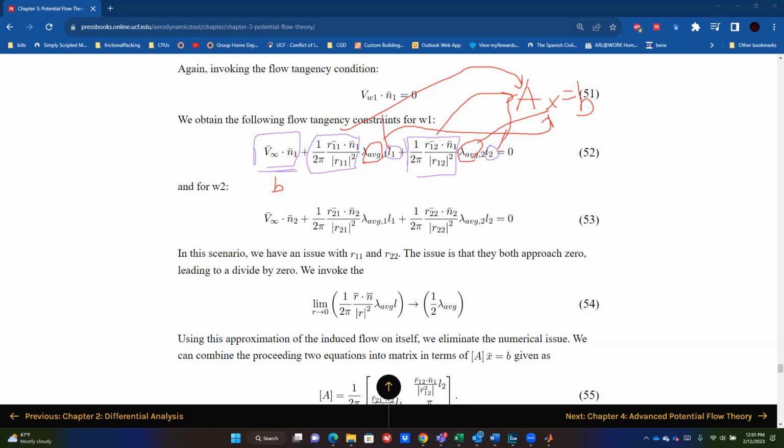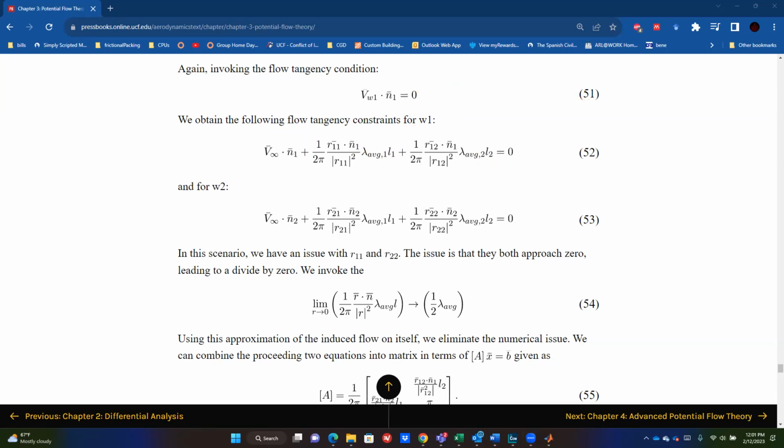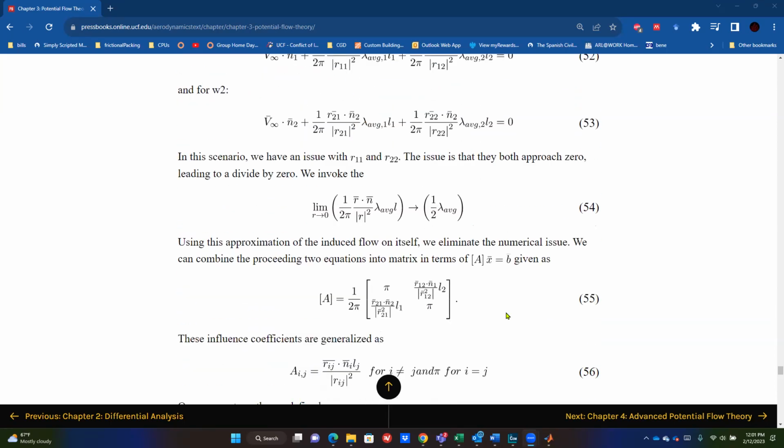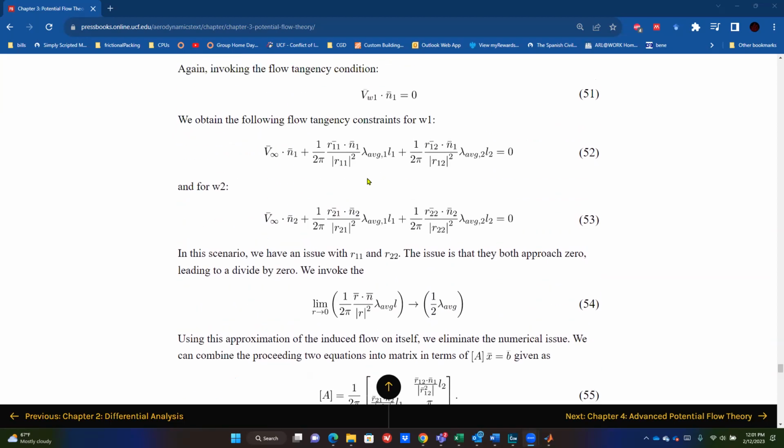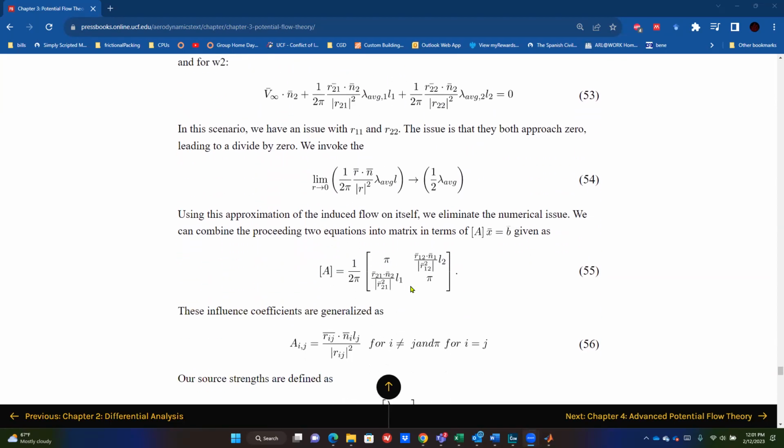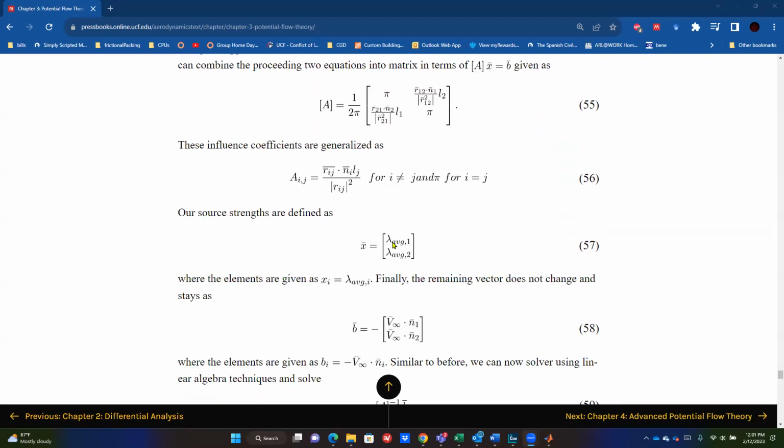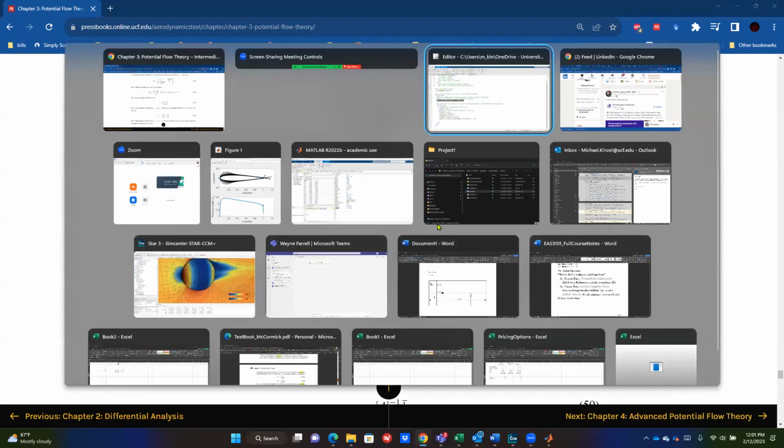So you can see that in, see if I can clear these. You can see that our A matrix is basically composed of these terms. Our X matrix are the source strengths, and our B matrix ends up being what has zero dependency on the geometry or the free stream conditions. So that's where that B matrix comes.